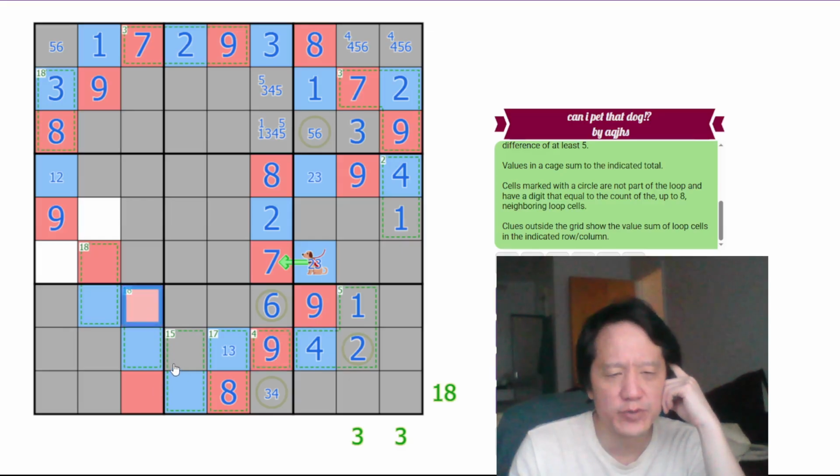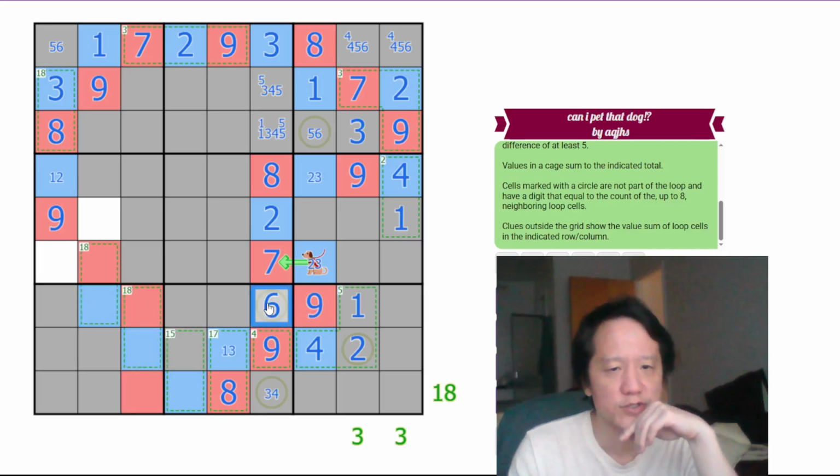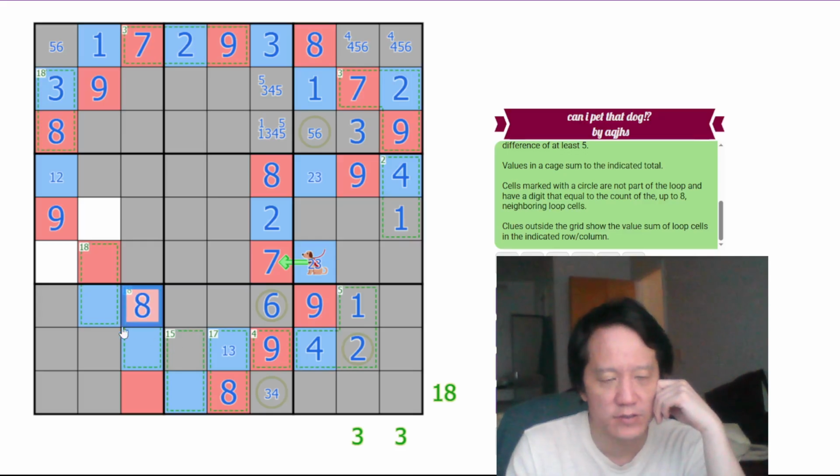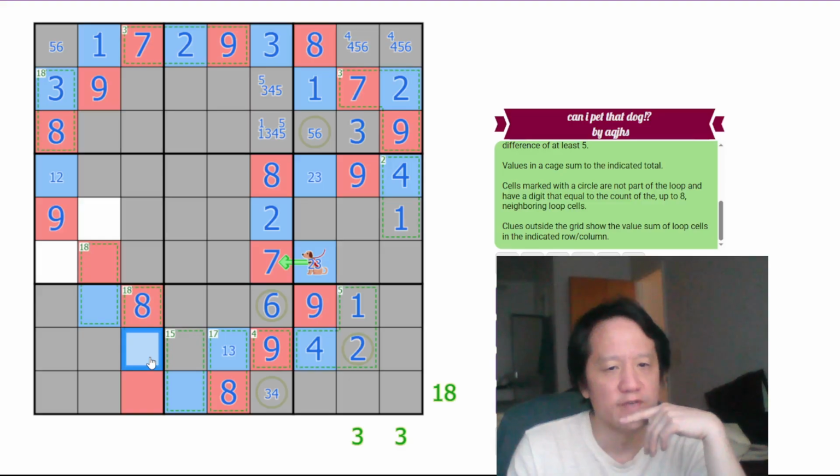This digit can be 1, 2, 3, 4, 5, 6, but it can't be 6 because that would be next to 2 unique digits on the loop, which is not allowed. Also, there's 6 here, so this has to be 8 to be 9 in value, right? So 1, 2, 3, 4, 5, 6, 7, 8. This has to be 9 in value.